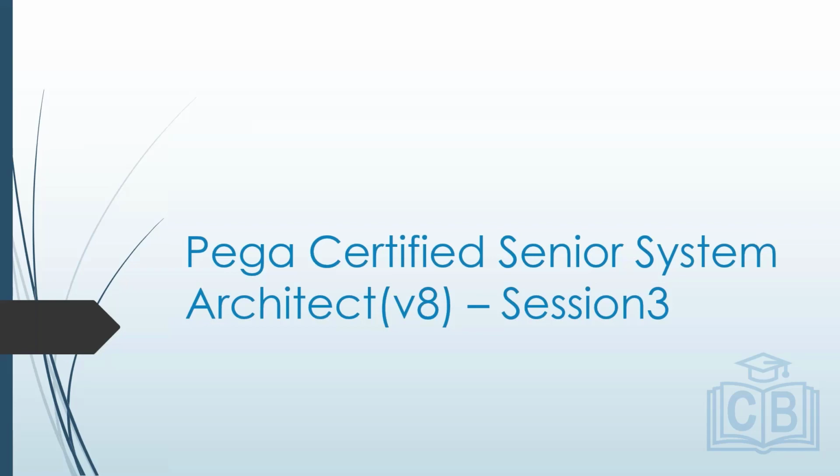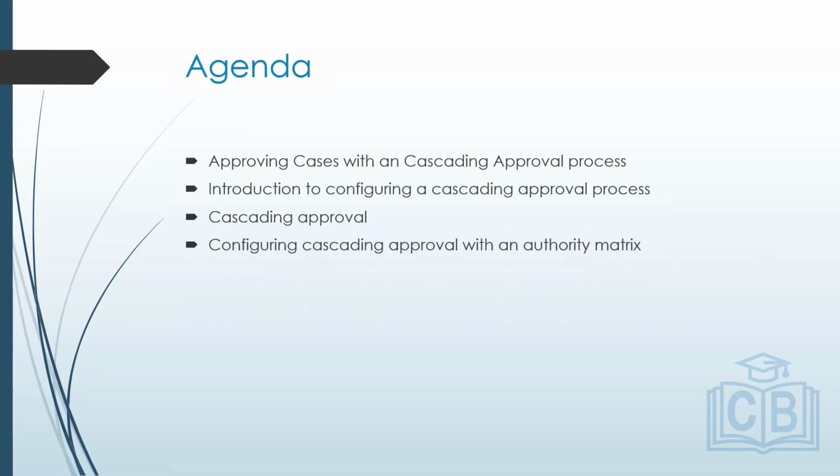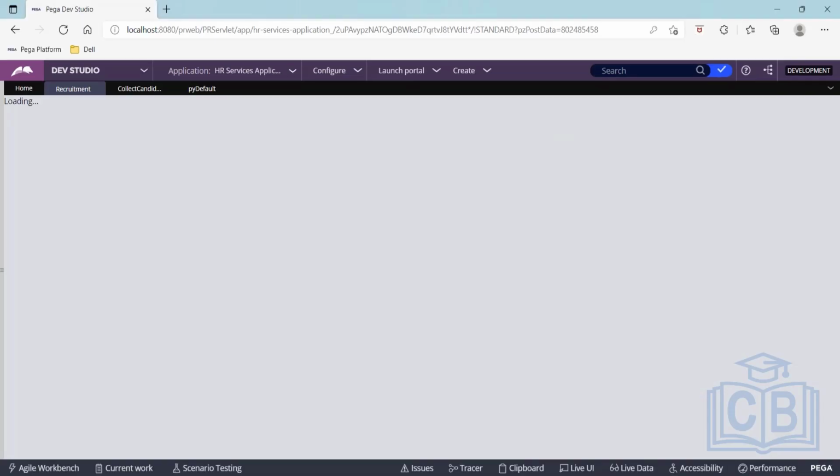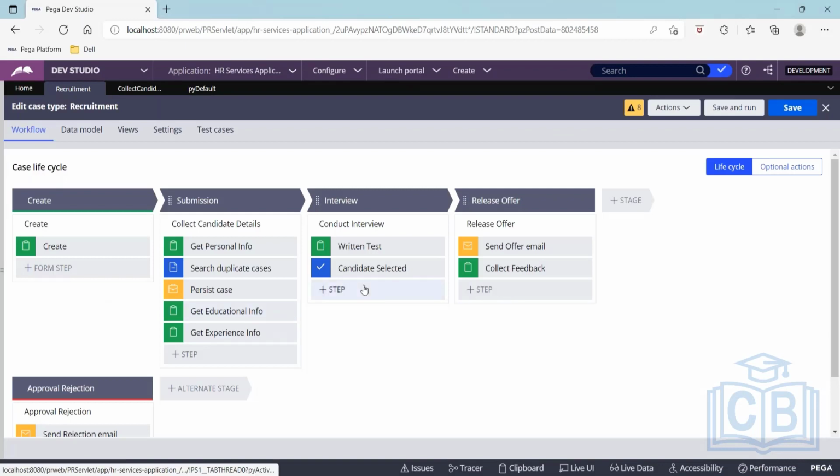But what if I have a series of approvals? I have different levels of approvals that are required and they have to be taken in the same order. So I have a specified order in which the approvals have to be taken. How do we deal with that? I cannot keep on adding just approve reject steps here.